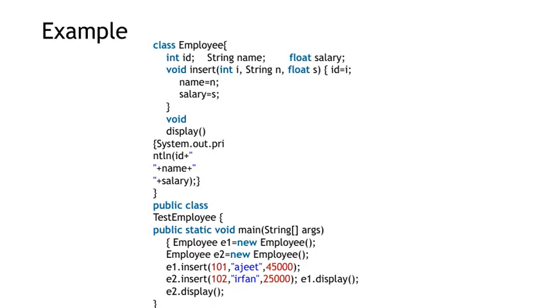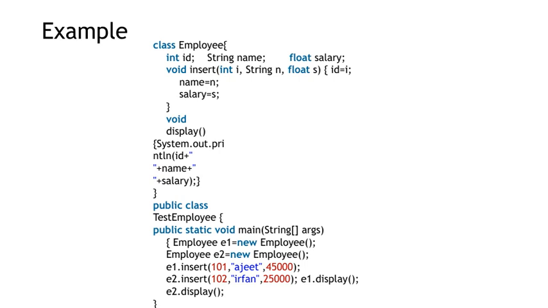Let's take a closer look at this example to understand how classes and objects work in Java. Here, we have a class called employee, which represents an employee with three attributes: id, name, and salary. Notice how we declare these variables as private or default. They store the data specific to each employee. Next, we have the insert method. This method allows us to assign values to the employee's id, name, and salary. You can think of it as a way to initialize or update the employee's information after creating an object.